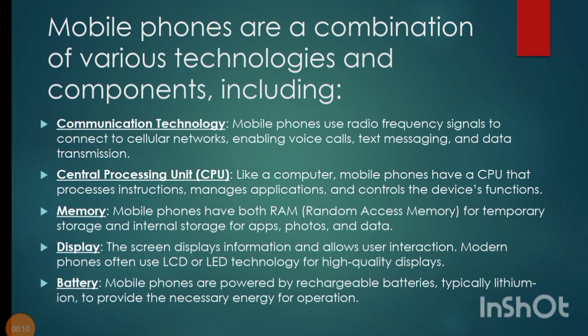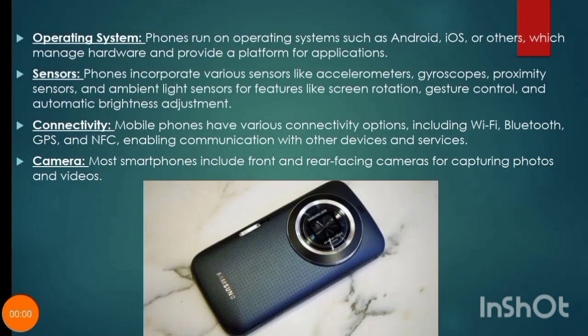Battery. Mobile phones are powered by rechargeable batteries, typically lithium ion batteries, to provide the necessary energy for operation. Operating system. Phones run on operating systems such as Android, iOS, or others, which manage hardware and provide a platform for applications. Sensors. Phones incorporate various sensors like accelerometers, gyroscopes, proximity sensors, and ambient light sensors for features like screen rotation, gesture control, and automatic brightness adjustment. And also, there are some fingerprint sensors in mobile phones.